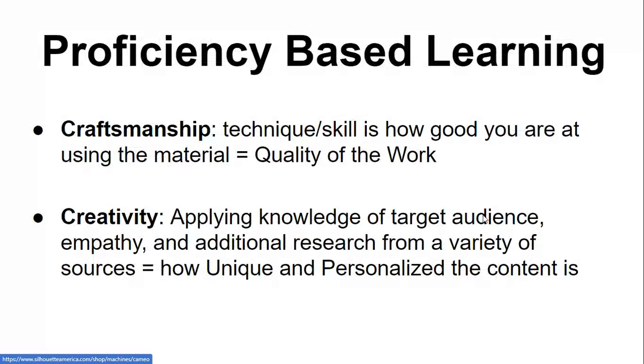Proficiency-based learning. Craftsmanship and creativity are the 2 ways your artwork will be graded. Craftsmanship refers to the technical skill and how good you are at using the material, so the quality of the work. So if you are drawing, it's your use of a pencil. If you're doing a collage with paper, it's how good you are at cutting and assembling the paper. If you're doing a sculpture, it's how good you are at manipulating that material.